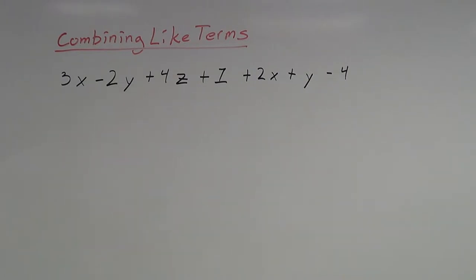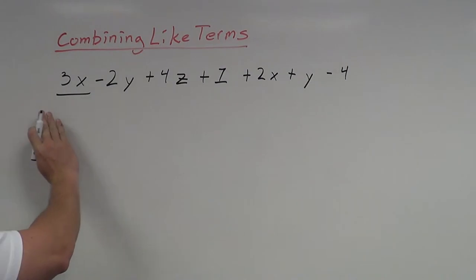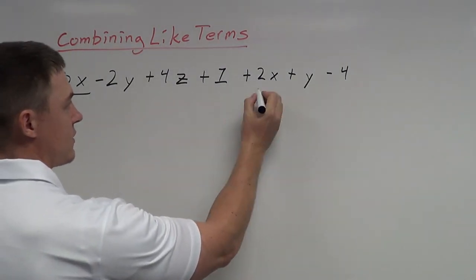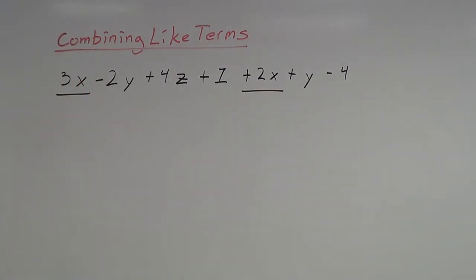So I'm just going to start at the very beginning. I have a 3x here, and as I look, I'm looking for more x's. As I look down, I see that there's also a plus 2x, a positive 2x there. Notice I underlined them. When I combine my like terms, I like to identify them. I like to underline to make sure that they're the same. I'll simulate with this next one.